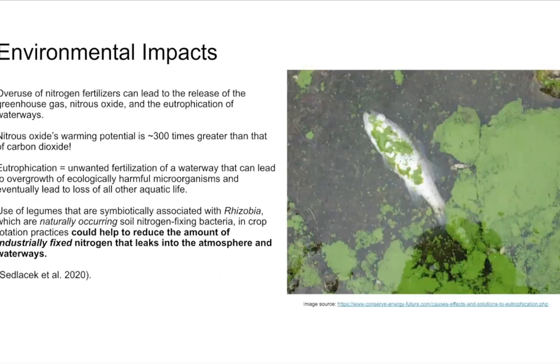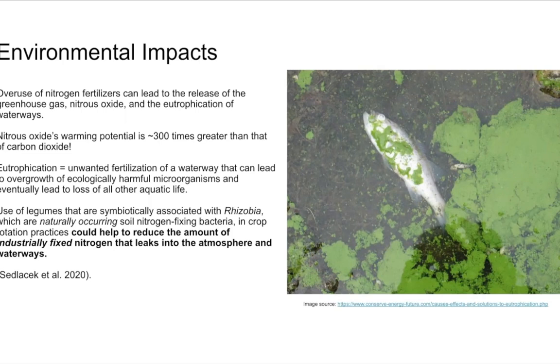Overuse of nitrogen fertilizers can lead to the release of greenhouse gases like nitrous oxide and the eutrophication of waterways. Nitrous oxide's warming potential is around 300 times greater than that of carbon dioxide. Eutrophication is unwanted fertilization of a waterway that can lead to overgrowth of ecologically harmful microorganisms like algae and cyanobacteria, and eventually lead to the loss of all other aquatic life.